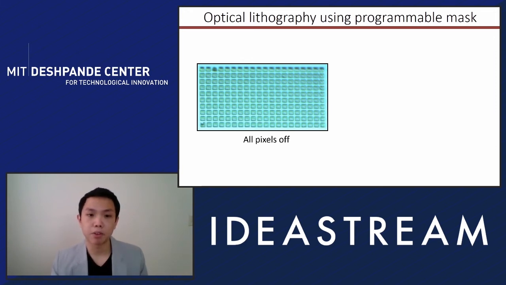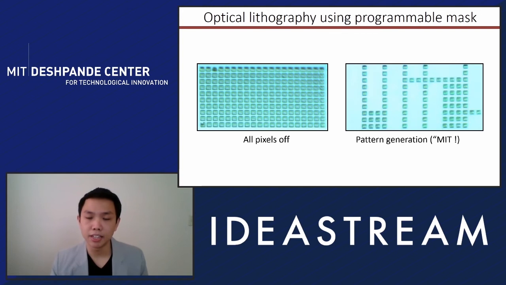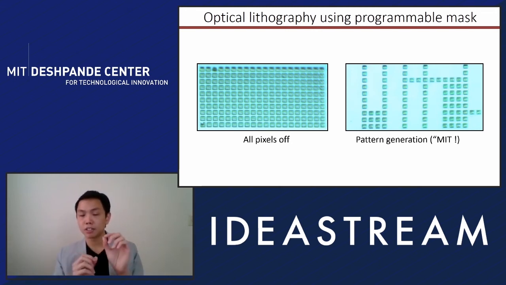In the next step, we program it to generate a pattern with the letters MIT. And in this case, you can clearly see the photoresist pattern having the letters MIT with an exclamation mark. So you can read the letters by looking at the bright regions.